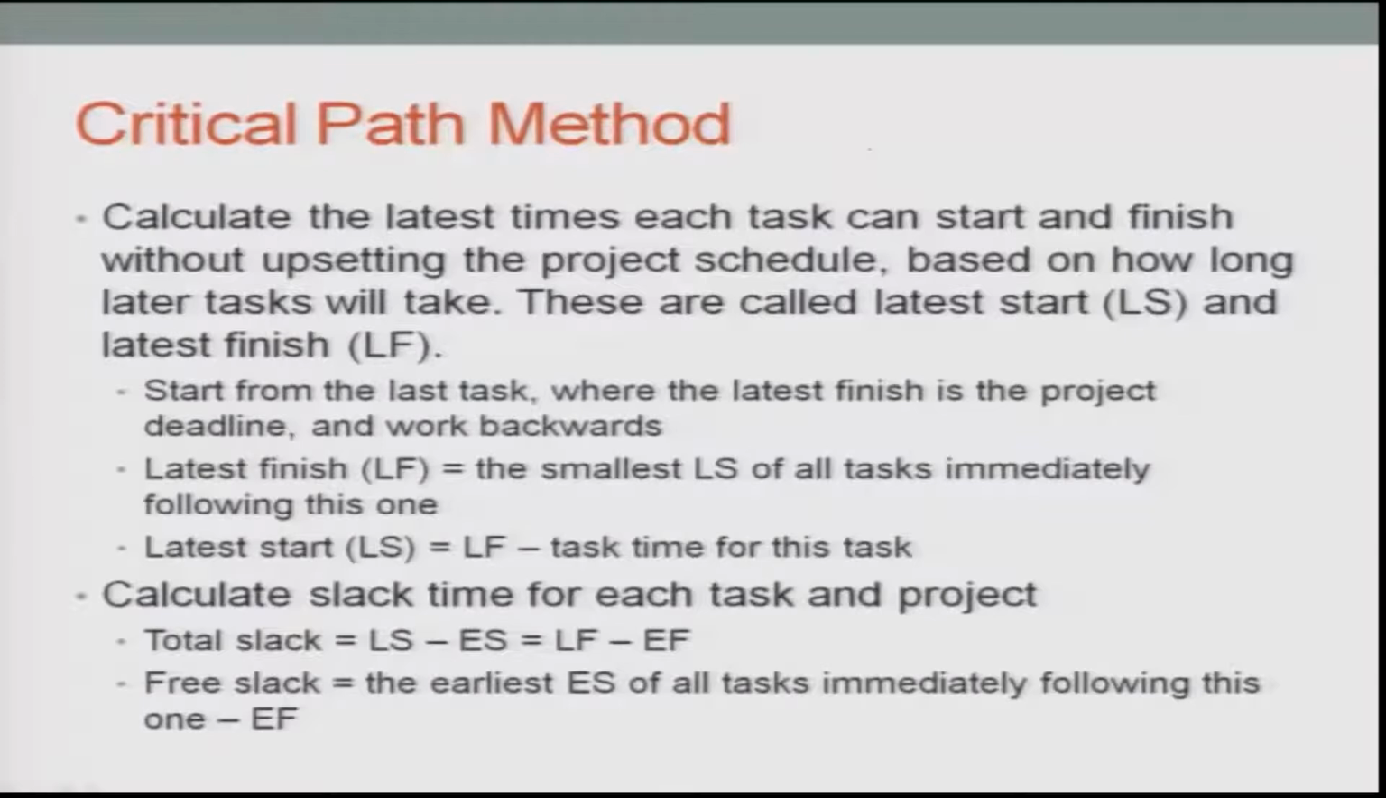Calculate the slacks: there is one total slack and one free slack, as shown here. I am just reading out what the total slack and the free slack mean. Total slack is the late start minus the early start, or equivalently the late finish minus the early finish. Free slack is the earliest early start of all the tasks immediately following this one, minus the early finish. Once you have this, you will be able to get the critical path and all the information.